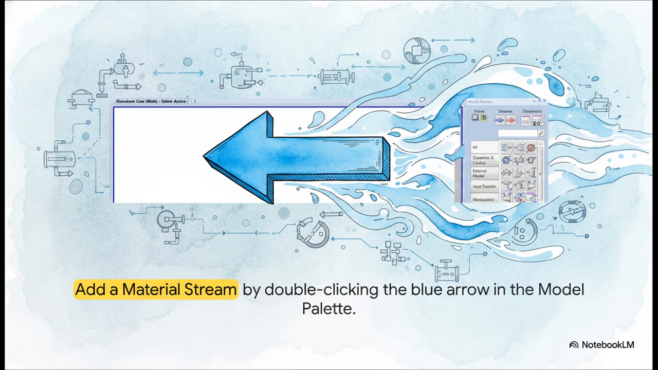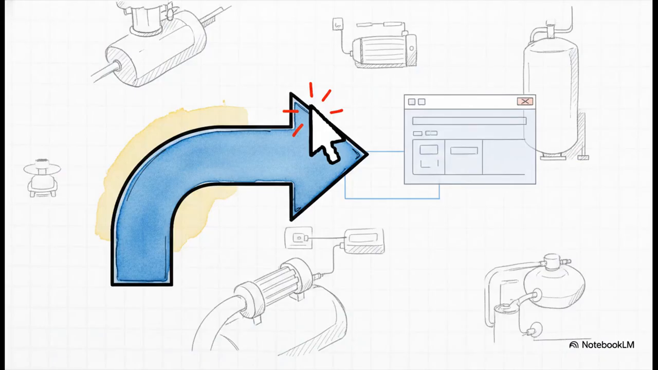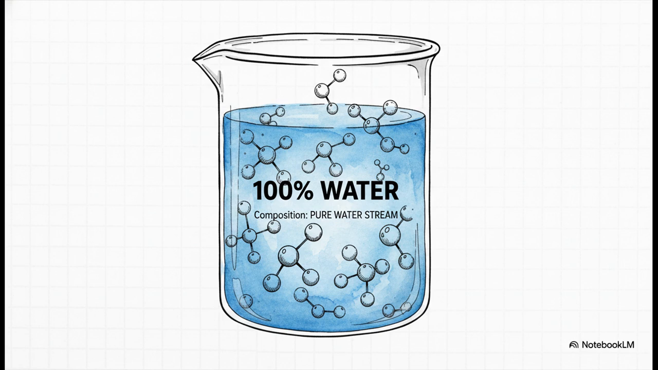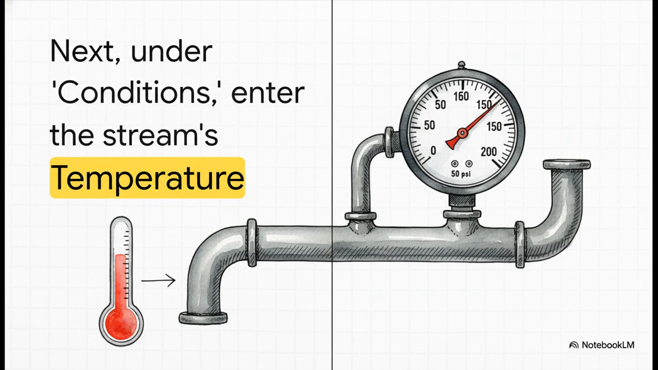All right, time to make our first stream. Just grab that blue arrow from the palette on the right. Okay, now double-click that arrow right on the flow sheet. This will open its properties so we can define it. First, in the Composition tab, you tell HYSYS what the stream is made of. We'll say 100% water.